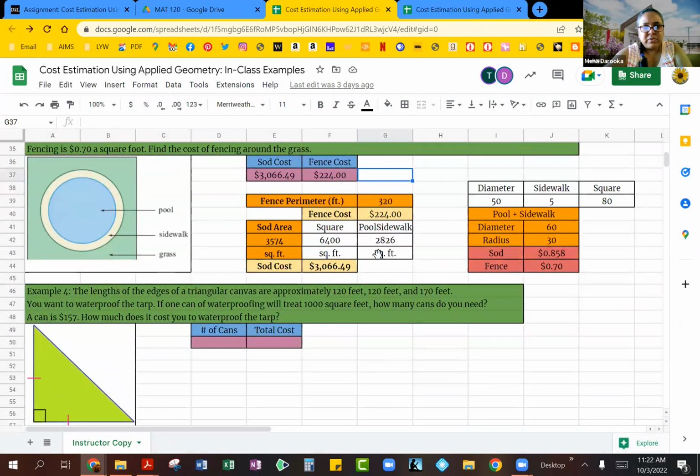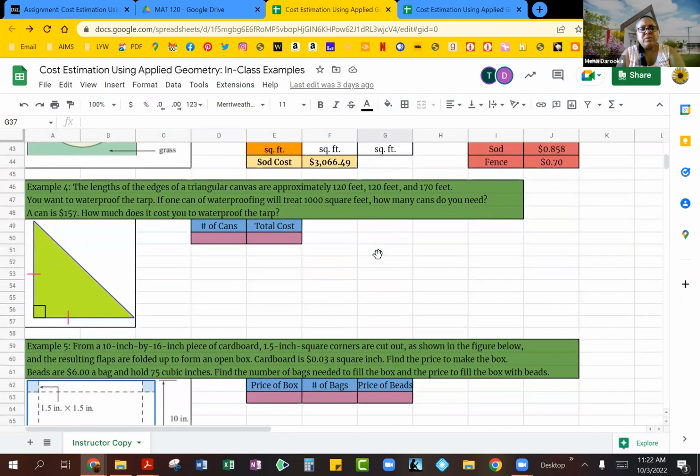All right, guys, let's move on to example number 4. This one over here is talking about the lengths of the edges of a triangular canvas. That's just an image of a triangle basically. So you have a triangular canvas that is approximately 120 feet by 120 feet by 170 feet. So you will see 2 of those sides have the same measurement. What this triangle is showing you with these little markers is that these 2 would be the same measurement. And then you of course have your longer side, which is across from your 90-degree angle.